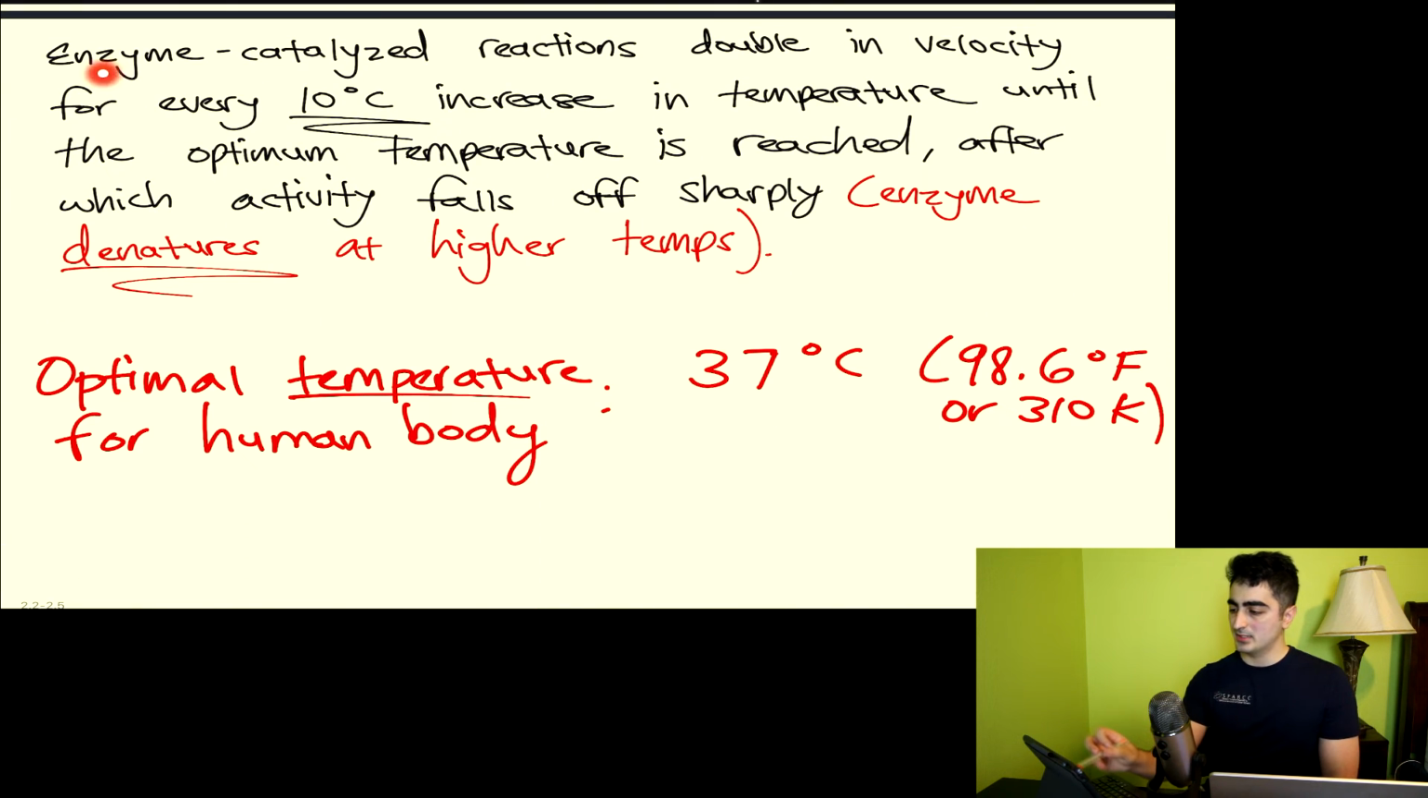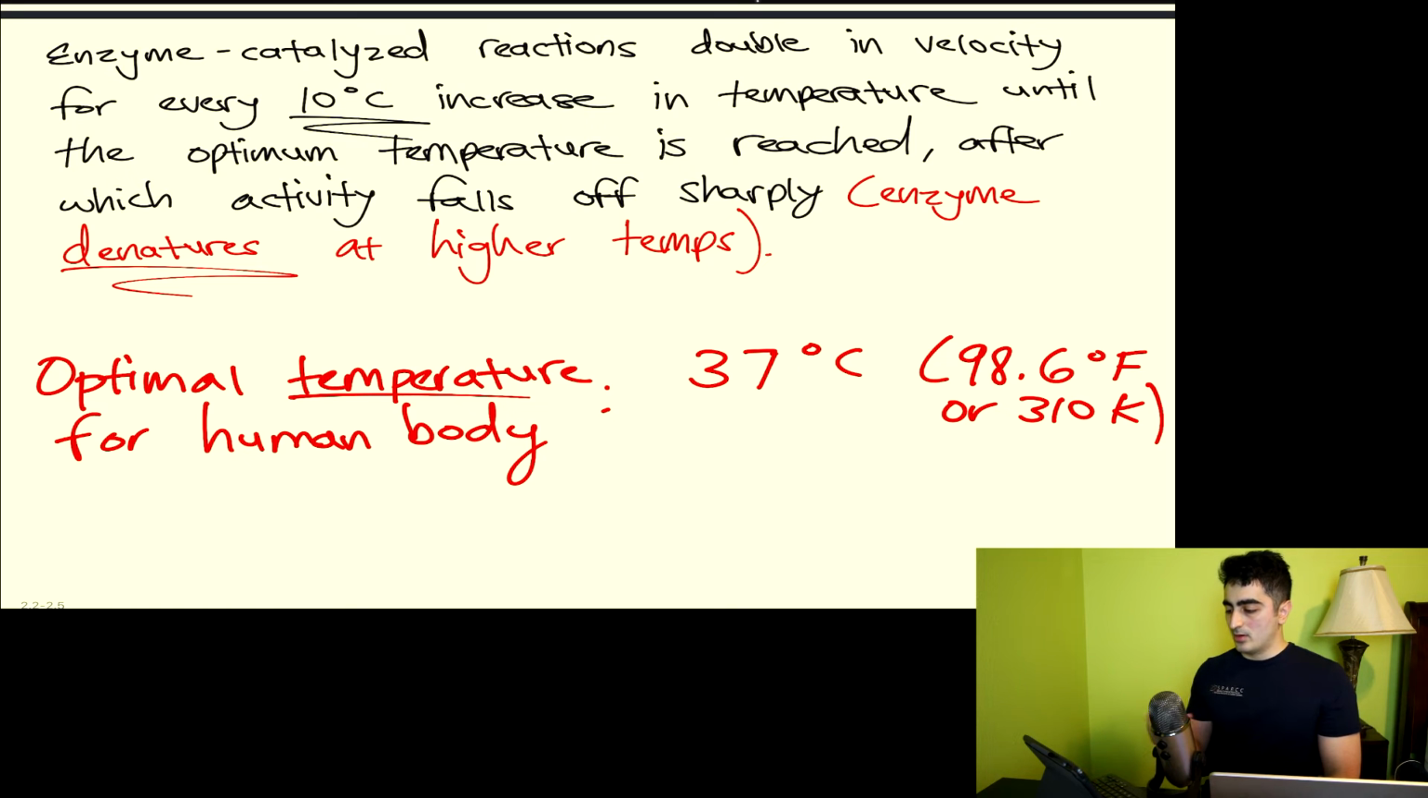So enzyme catalyzed reactions double in velocity for every 10 degrees Celsius increase in temperature until the optimum temperature is reached, after which activity falls off sharply. So the enzyme can denature at higher temperatures. So enzymes are these catalytic machines that have an optimum temperature at which they function, an optimum temperature at which they do their job the best.